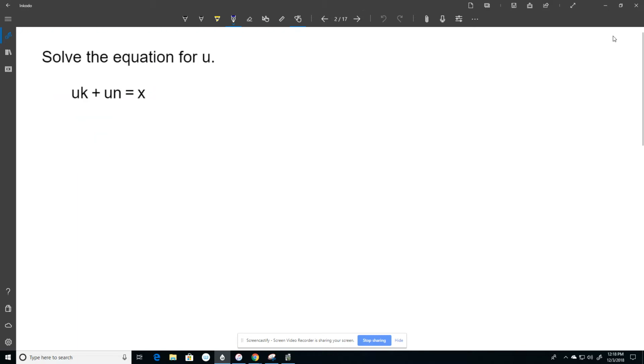All right, number two, solve the equation for u. U times k plus u times n equals x. And for this one, remember how we talked about 5u plus 6u. The way we solve that is we take the 5 and the 6 and we add them together, and that's how many u's that we have. In this case, we have k u's and we have an n number of u's. So k plus n, if I add the k and the n together, that's how many u's I have. That equals x. So to get rid of k plus n, I divide by k plus n on both sides. So u is equal to x over k plus n on the bottom.